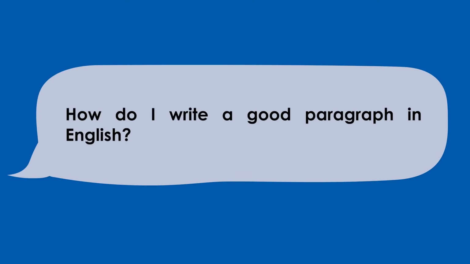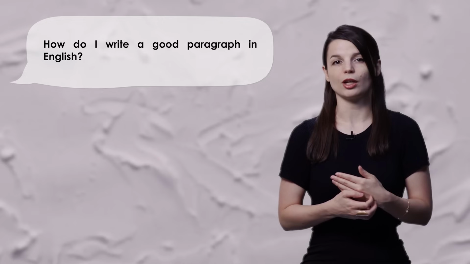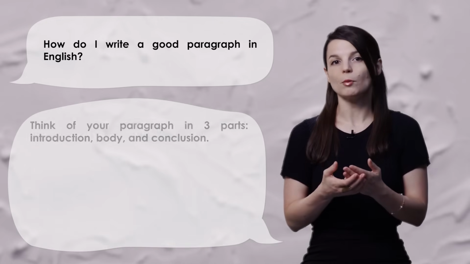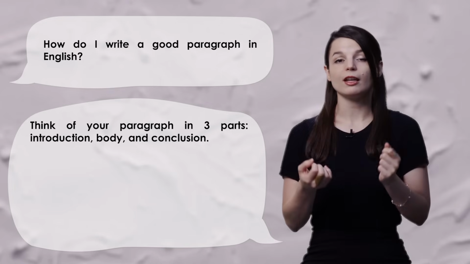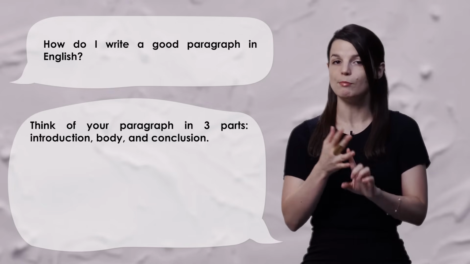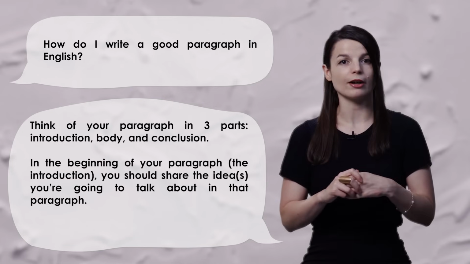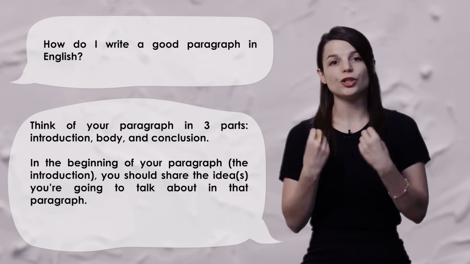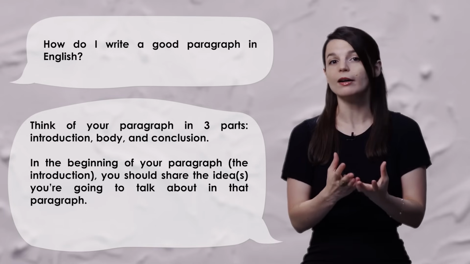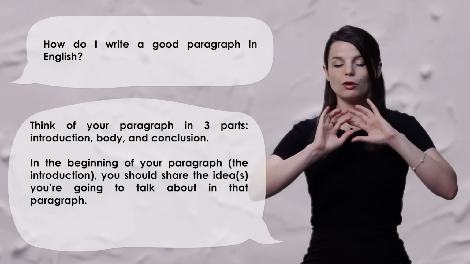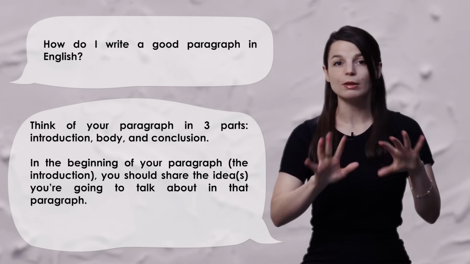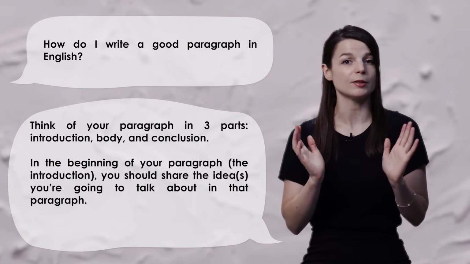Next question this week comes from Huang Ang. Hi, Huang. Huang says, how do I write a good paragraph in English? Okay, there's a three-step process to writing a good paragraph in English. You can think of your paragraph in three parts. You can think of first an introduction, second, a body, and third, a conclusion. So in the introduction to your paragraph, the beginning of your paragraph, you should share the ideas you're going to talk about in the paragraph. So that's like your first sentence. What are you going to explain to your reader? What are you going to share in this paragraph?